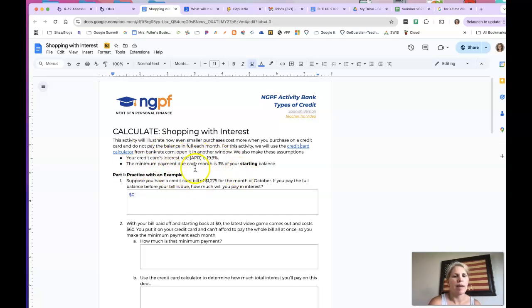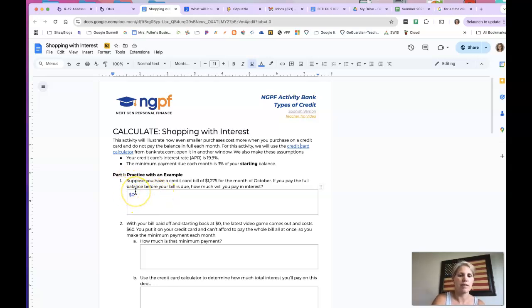They tell us the minimum payment needs to be 3% of that, and for this first one, our starting balance is $12.75. And so with this, if you pay in the full balance, how much would you pay in interest? And anytime you pay it off in full, then your answer is 0.